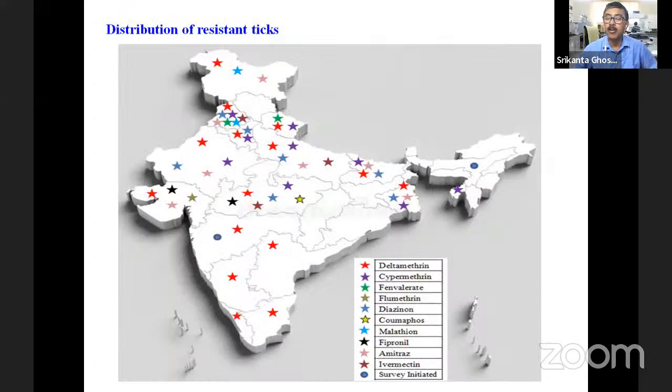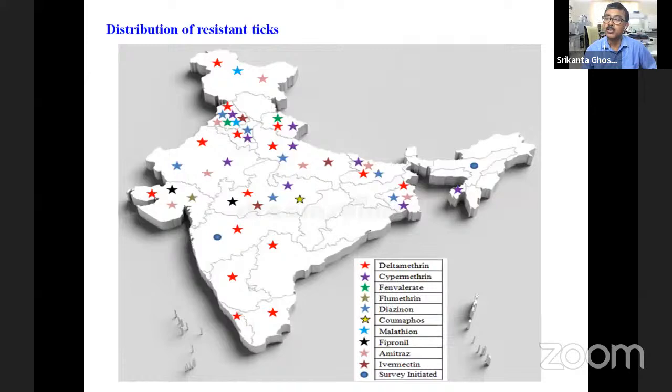Now, with this data, we mapped the resistance status in some parts of the country. These are the situations in different parts of the country. Some dots are already there, but many dots are still to be filled. This is an area where many people can work on this subject and fill the gaps, and it is possible using the information we have already generated.